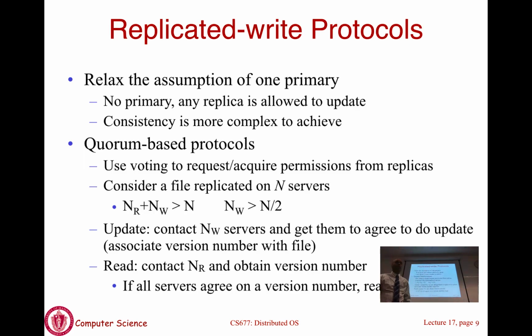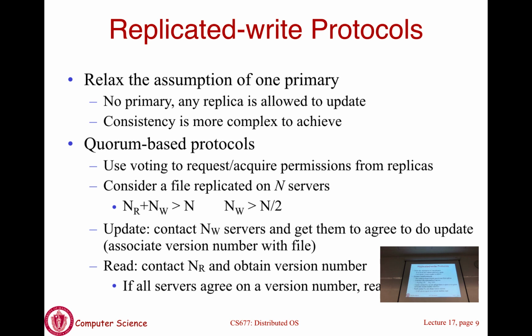So those were very simple protocols where you had one primary machine, a primary copy of the file. Now we will look at a different technique, which is called replicated write protocols. In this case, we will relax the assumption that there is a primary at all. There are no primaries anymore. You have a set of machines that all have a copy of the file. Now when you write to that file, somehow you have to write to multiple machines to keep it consistent.